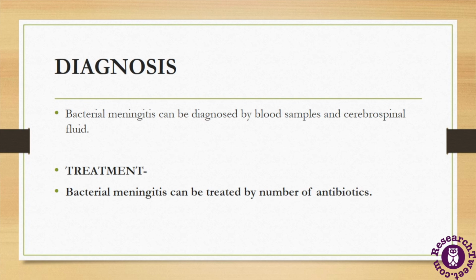Now after that, what is the treatment for this meningitis? As we have discussed, it is caused by bacteria. So it can be cured by different types of antibiotics, and doctors treat it with a number of antibiotics. But it is very important to start treatment as soon as possible because it is a very serious disease which can cause death and also permanent disability. There are a number of antibiotics like penicillin, erythromycin and many others which are used to treat bacterial meningitis.